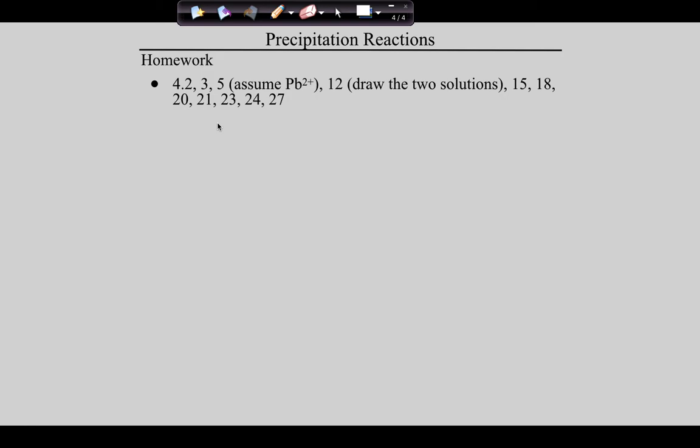So, guys, your homework is 2, 3, 5. And you'll notice when it says 5, they forgot to give you the charge of the lead ion in question number 5. Assume it's +2. Then number 12. This is not in the instructions, but I'm going to ask that you do this: draw the two solutions that you're talking about. Then 15, 18, 20 through 24, and 27. Oh no, I'm sorry, skip 22. 20, 21, 23, 24, 27.